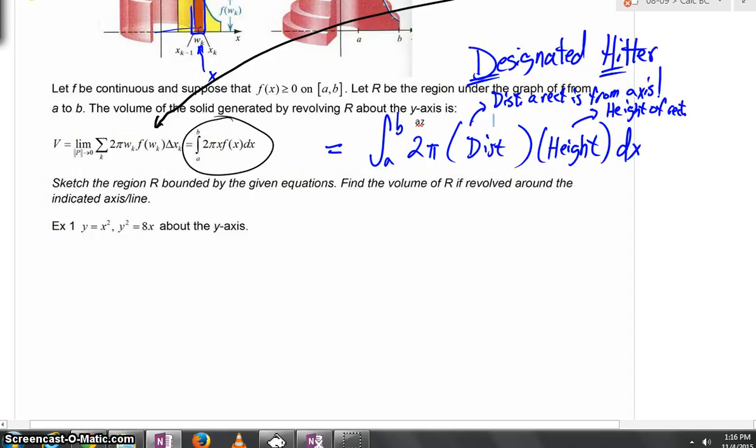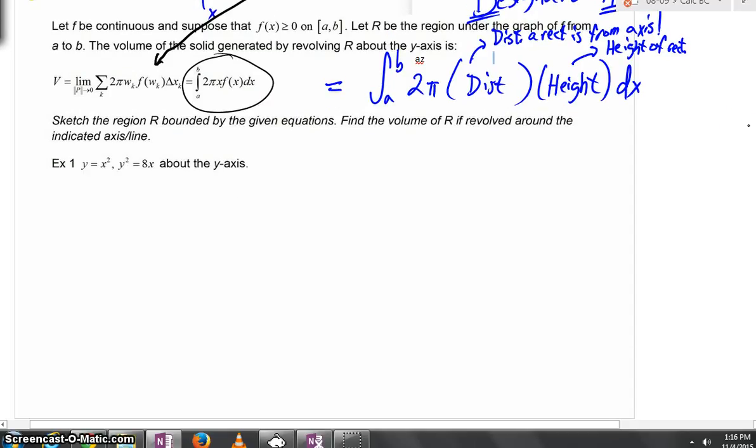far more helpful. So with no further ado, let's go ahead and try to do a problem with cylindrical shells. Let's say we've got y equals x squared. Of course, we've got this right over here. That's a parabola that's going to be opening upwards.